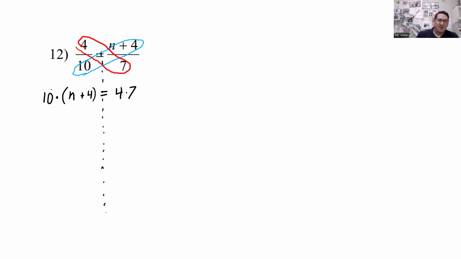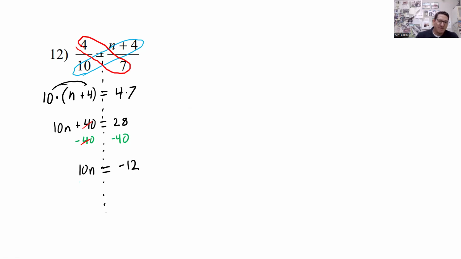One side, and then distribute this 10. 10 times n is 10n. 10 times 4 is 40. 4 times 7 is 28. Finish solving here. I'm going to subtract 40 from both sides. Plus 40 minus 40 cancels out. All I have left on that side is 10n. That's equal to 28 minus 40 is negative 12.